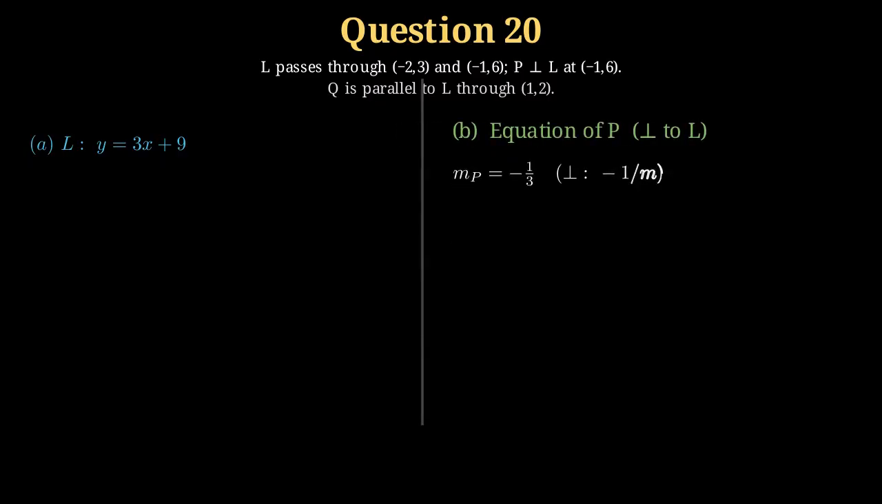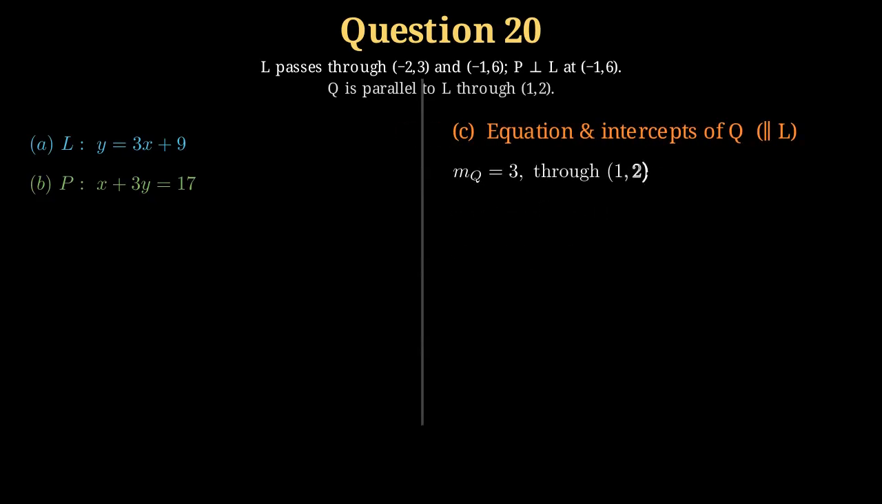Part B. Line P is perpendicular to L. Perpendicular gradients multiply to -1, so P's gradient is -1/3. Through the point (-1, 6), y minus 6 equals -1/3 (x plus 1). Tidying up gives x plus 3y equals 17.